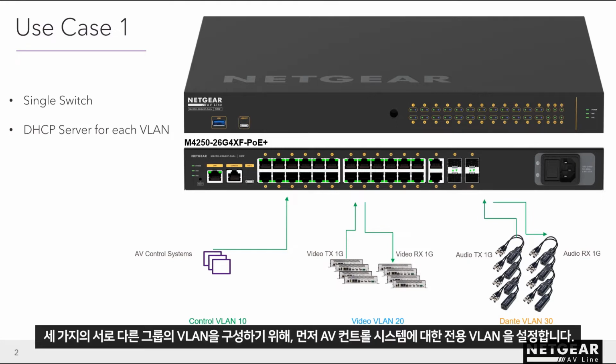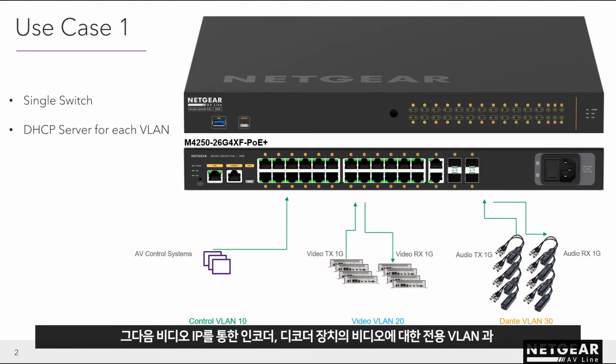We just want to have three different groups for AV control: first in a dedicated VLAN, then video over IP with encode decode units in another VLAN for video, and then audio over IP for those Dante, for instance, dongles from Audinate. And for these VLANs, we want to enable the DHCP function so that each single node in each VLAN gets a dynamic IP address directly out of the switch.